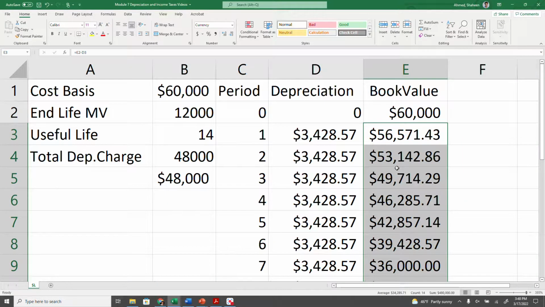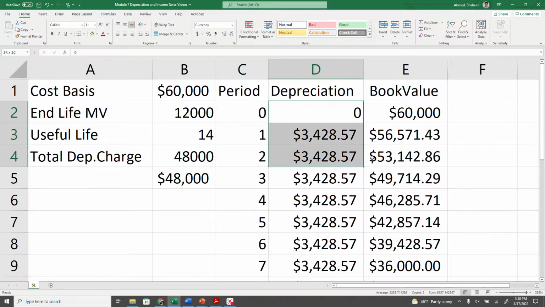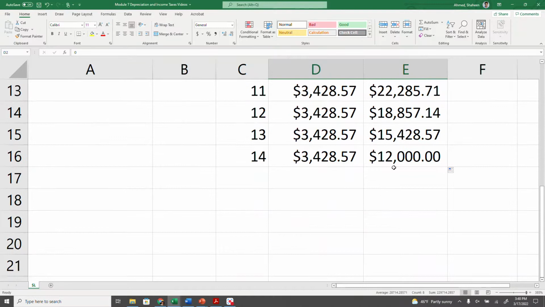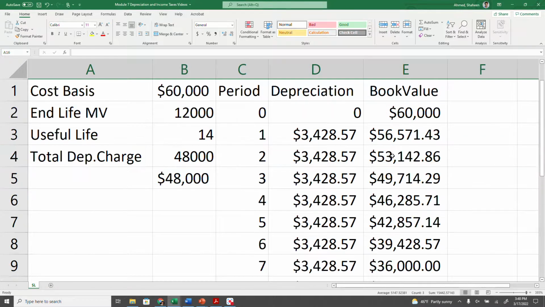One of the mistakes that students sometimes make is to confuse book value with market value. Book value is not the market value. It is used only for tax purposes to calculate the depreciation. As you can see at the end, it is $12,000. So at year 14, you can sell it for $12,000. It has a market value of $12,000.